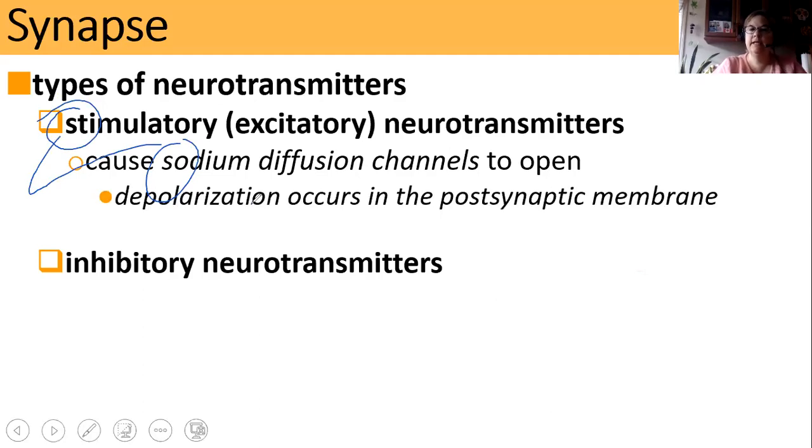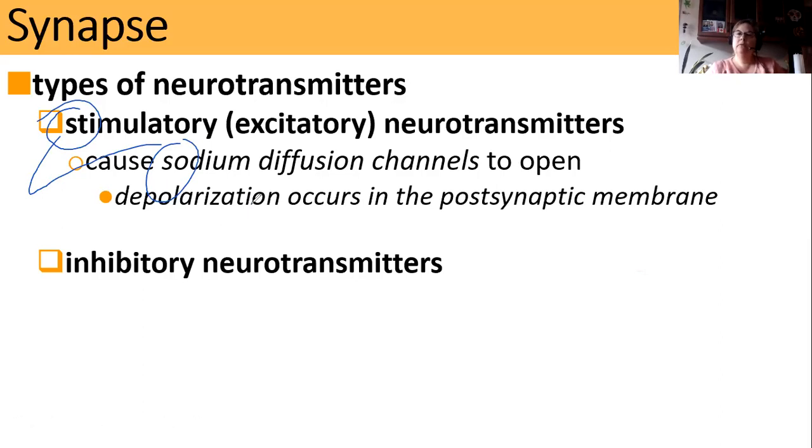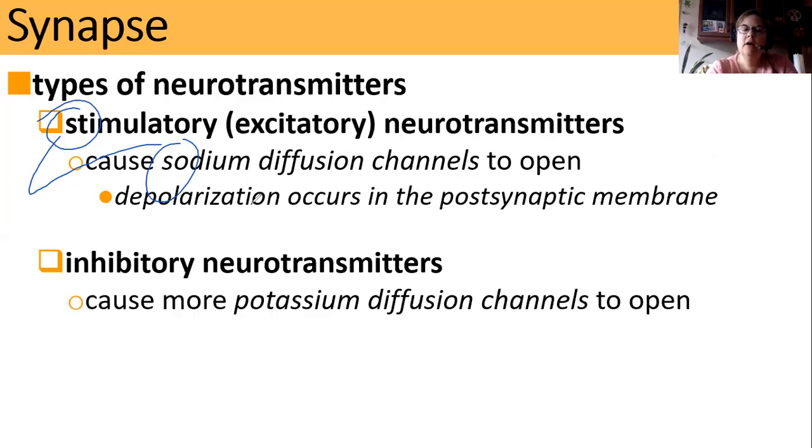Okay, so depolarization occurs in the postsynaptic membrane. If we have enough sodium, we reach threshold, we get a wave of depolarization. Okay, but this other one is a little bit different. These guys are inhibitory neurotransmitters. They cause more potassium channels to open.